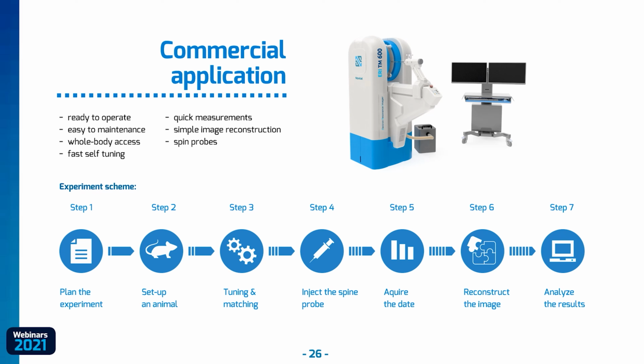We described the perfect tool properties for animal researchers and put them into a short list. Then we spent many years to meet all of them. Our system is ready to operate, easy to maintain, with mouse whole body access. We examined a 35 gram mouse. Fast self-tuning, almost in real time, quick measurement: we get a single projection in milliseconds or less, simple image reconstruction, friendly software, and we called the system ERI.